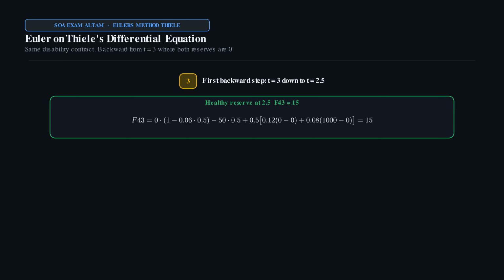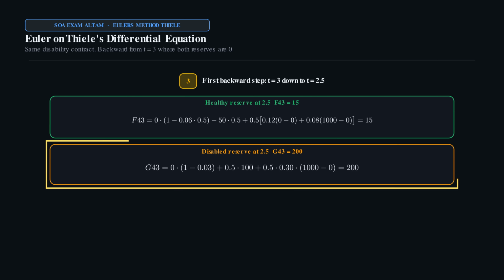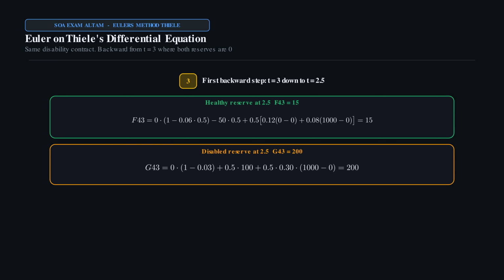From a zero terminal healthy reserve, the only surviving piece is H times mu 02 times 1,000 minus H times the premium. 1/2 times 0.08 times 1,000 is 40, minus 25 of premium, so F43 is 15. Disabled: 50 of annuity plus 1/2 times 0.3 times 1,000. That is 50 plus 150, so G43 is 200.